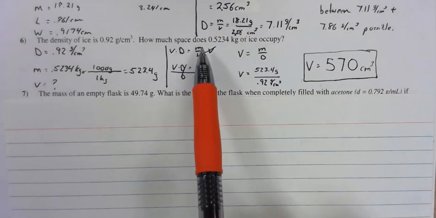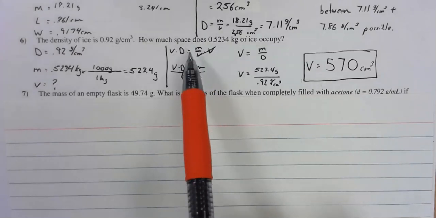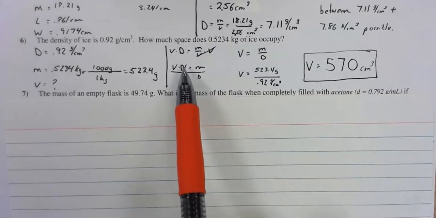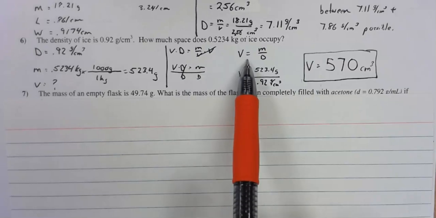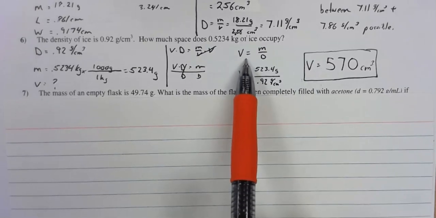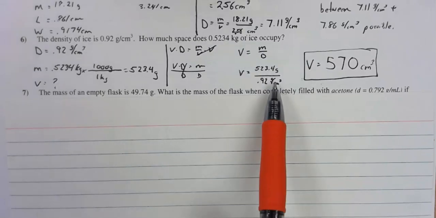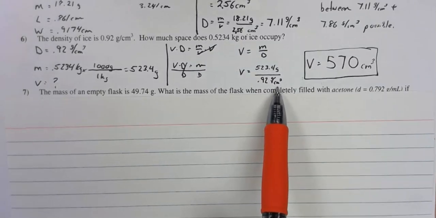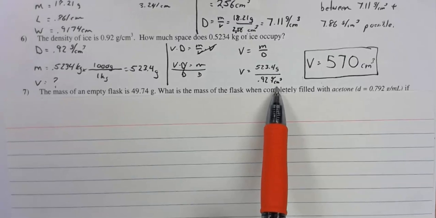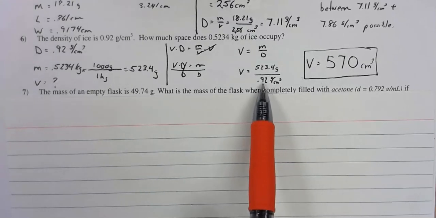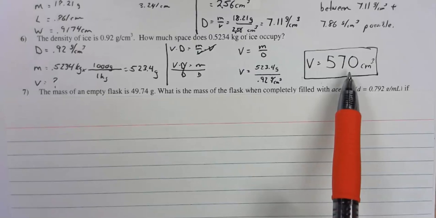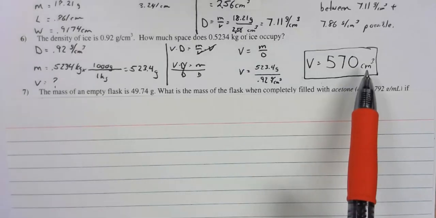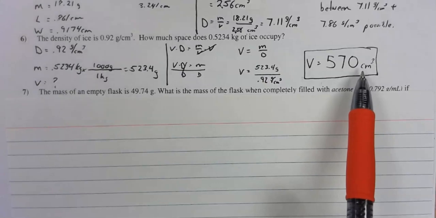Okay, so we did the same rearrangement of the formula as well. D equals m over v, it's a requirement. Cross multiply, and you get v times d equals m. And then divide both sides by density, and you get your equation of volume equals mass over density, just like we did in the practice problem. Plug your values in, 523.4 grams divided by 0.92 grams per centimeter cubed. You need 2 sig figs in your final answer, because 0.92 has 2 sig figs in it. 523.4 has 4, so you get 570 centimeters cubed, or 570 milliliters, because it's the same thing.